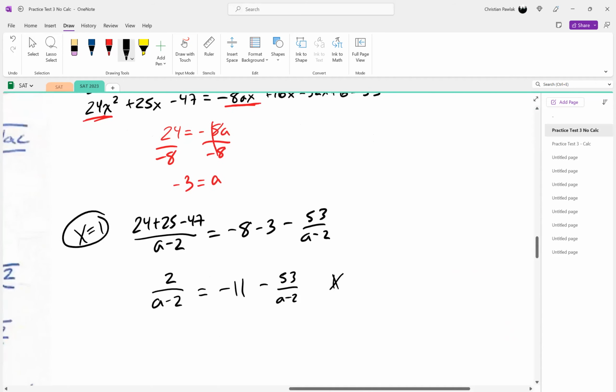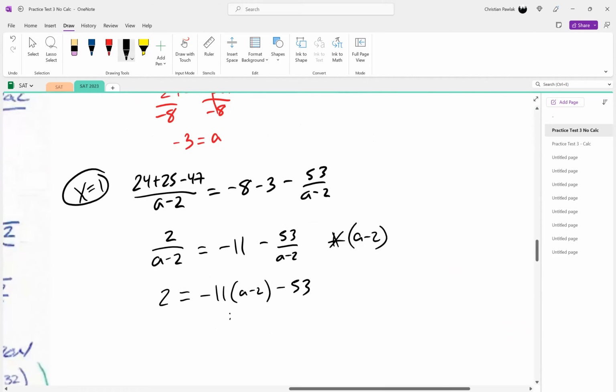I do the same thing, but now I only have to multiply by a minus 2, which gives me 2 equals negative 11, a minus 2 minus 53. And to save time, I promise you when you solve this, a is equal to negative 3, just like before.